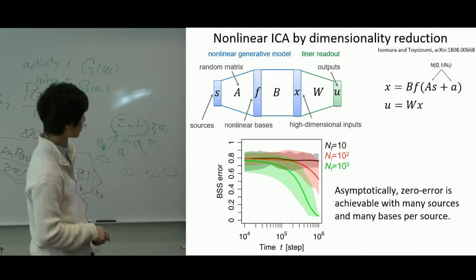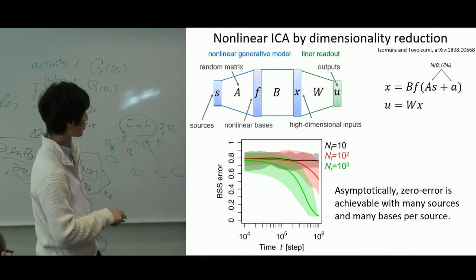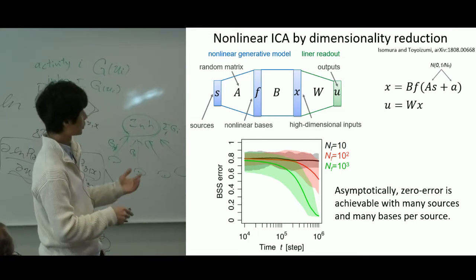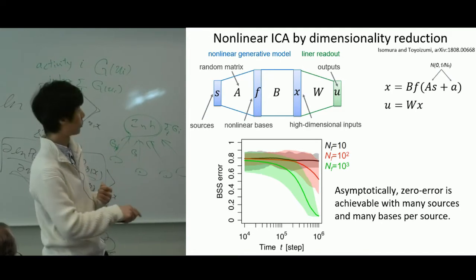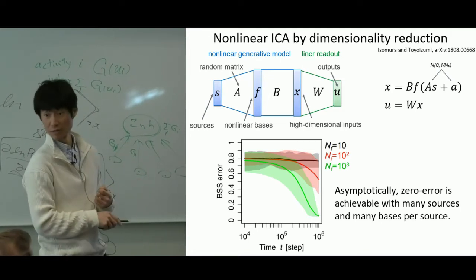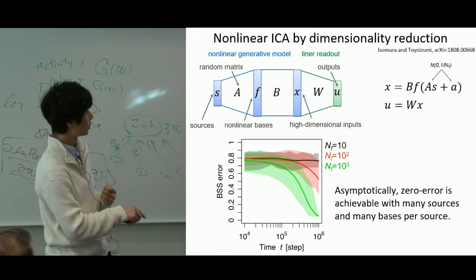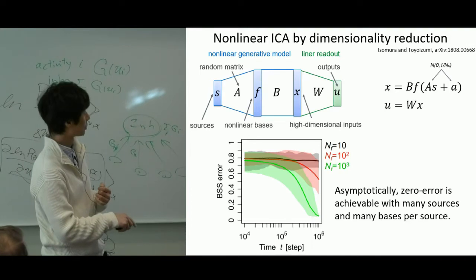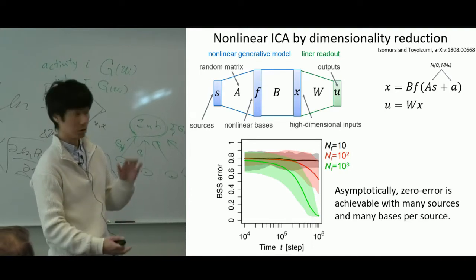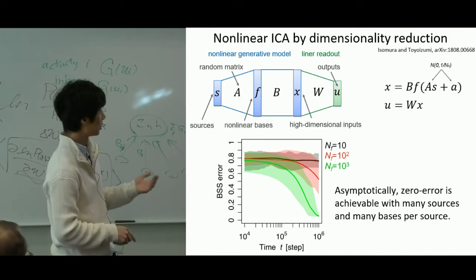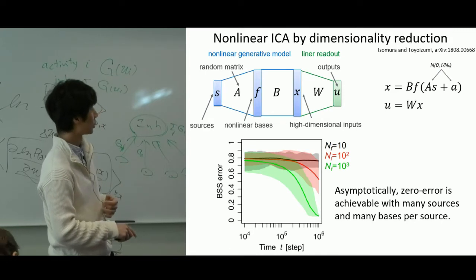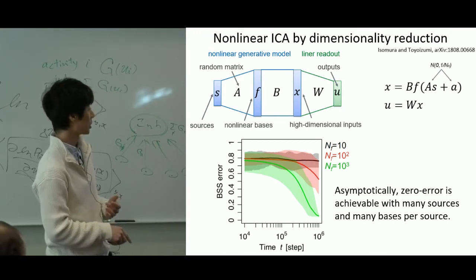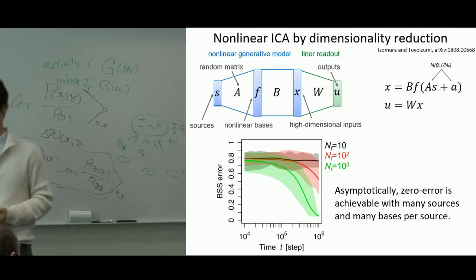And here's a numerical simulation. It shows the blind source separation error as a function of the learning time step. Of course, it depends on how many sources there are and how many basis functions there are. But if you have many, many basis functions per source, then as learning goes, you can separate the sources. And when the condition is met, we can show asymptotically zero error is achievable with many sources and many bases per source.